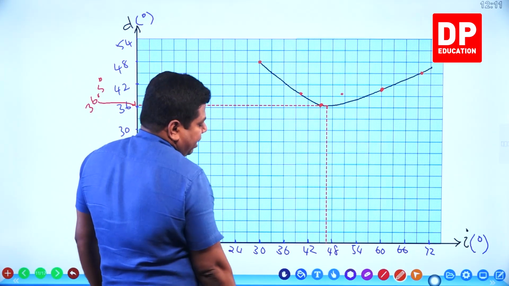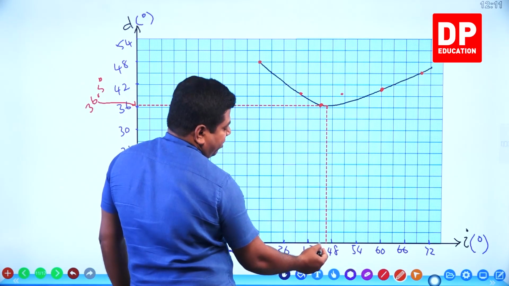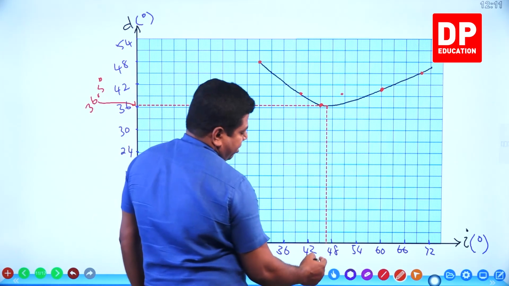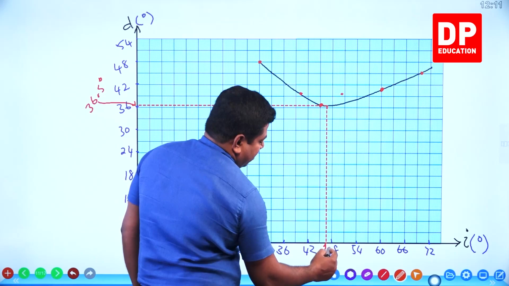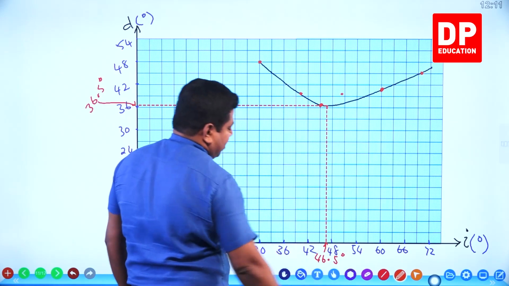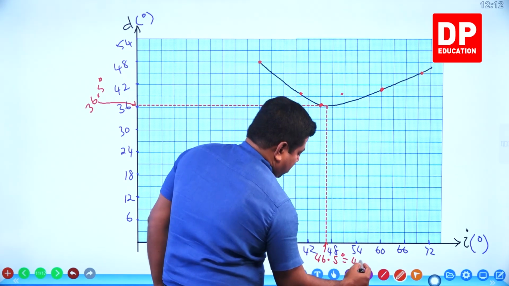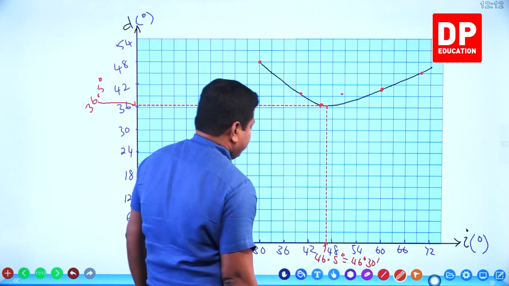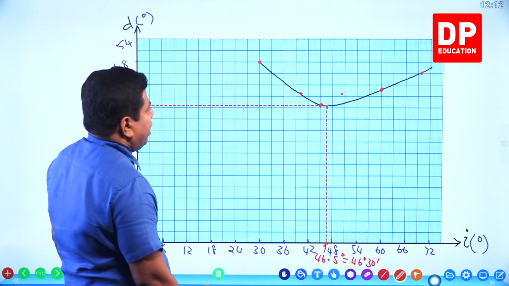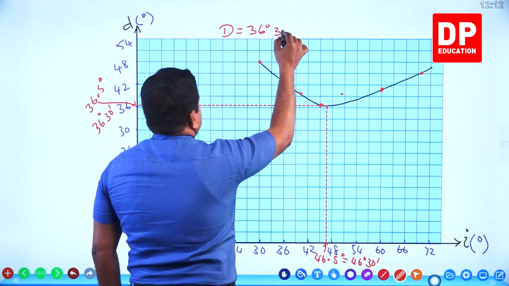36.5 degree. And the minimum deviation for that, the incident angle we are getting, this is 42, 45. It's not in the right middle, a little towards the right side. So can say around 46.5 degree. That is 46 degree and 30 minutes, right? Approximately 46 degree and 30 minutes. This is 36 degree and 30 minutes. So the answer for minimum deviation D, 36 degree, 30 minutes.